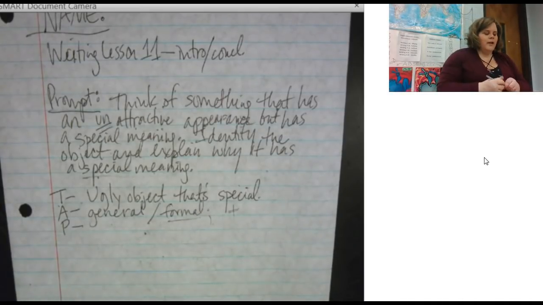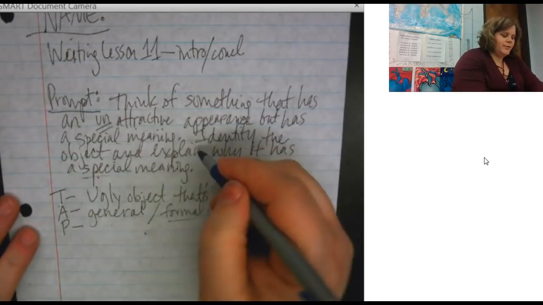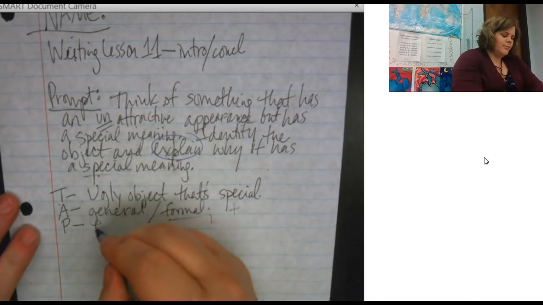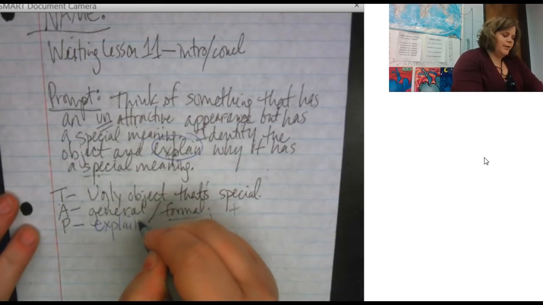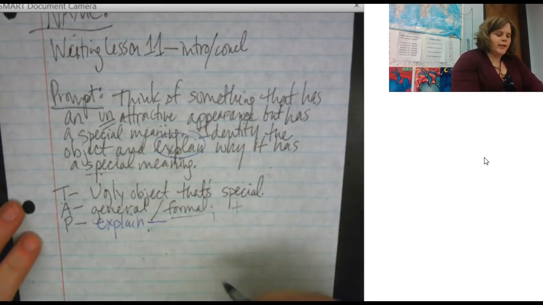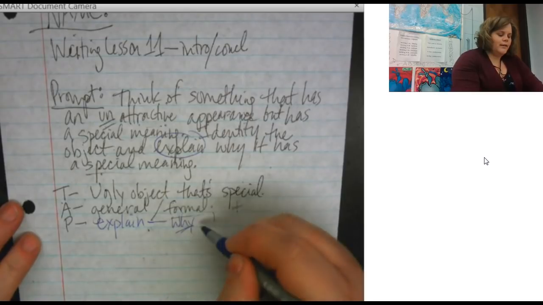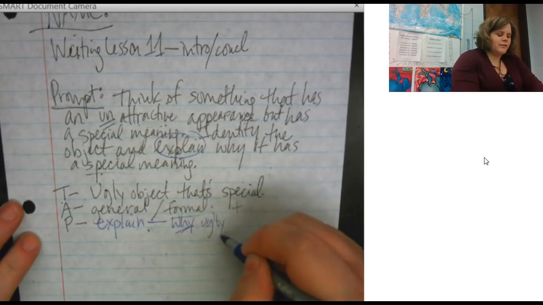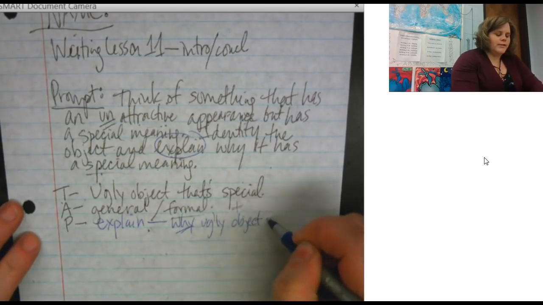Getting another pen. For the purpose, it tells me to explain. So that's pretty straightforward. I'm explaining, but I want you to make a note to yourself that we're explaining why the ugly object is special.